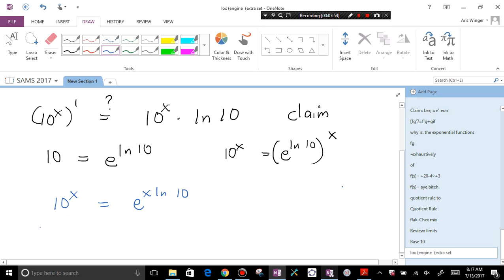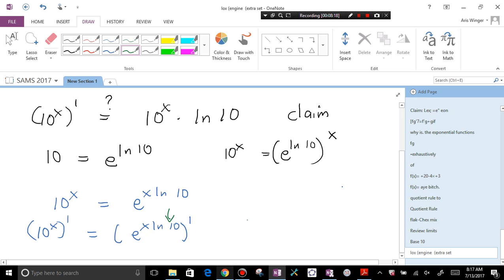So the derivative of 10 to the x is equal to the derivative of e to the x natural log of 10. And now we'll recall something. What do I know about the natural log of 10? What is the natural log of 10? It's a constant. The natural log of 10 is a constant, right?